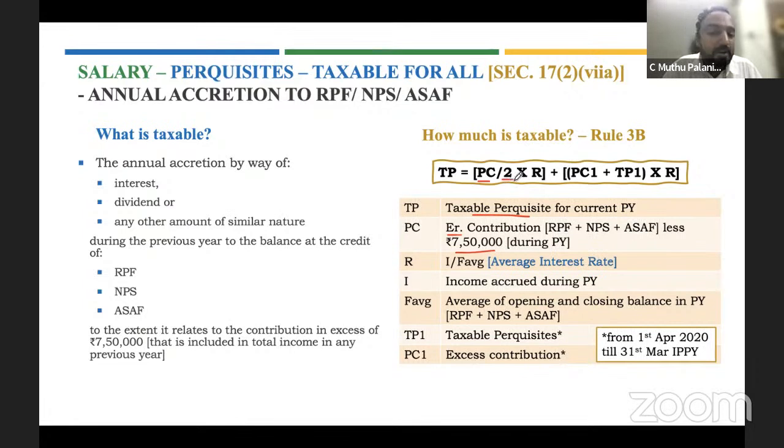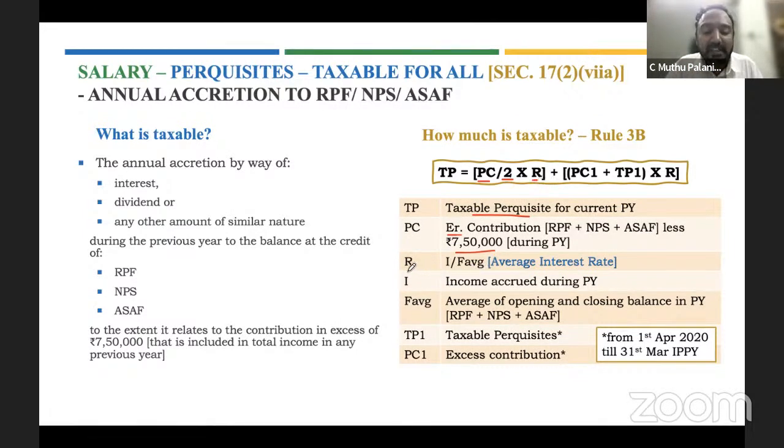And you're dividing by 2. Why? Because month on month you contribute, April, May, June, July, till March. So you're taking an average. How are you taking an average? You're just dividing by 2 to get an average. So now you get your yearly contribution. You divide it by 2, get the average contribution. On that average contribution, you are applying R.